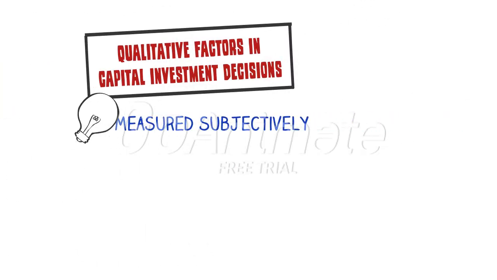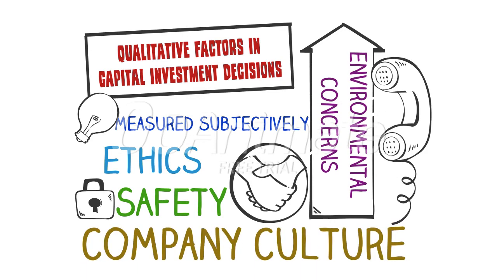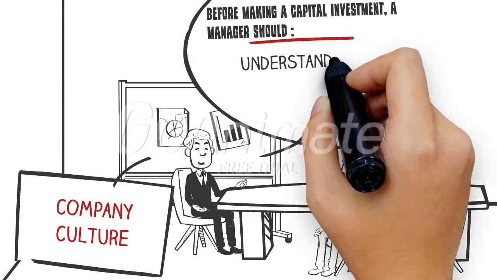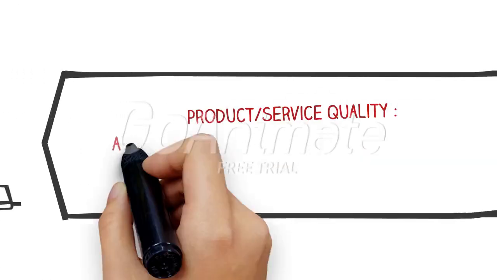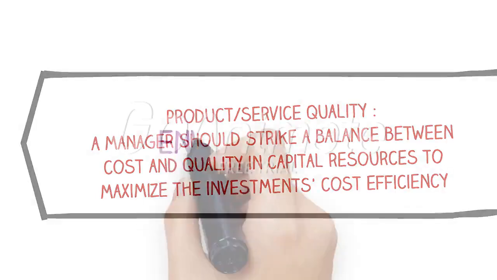Qualitative factors in capital investment decisions. The factors are measured subjectively. Ethics, safety, company culture and environmental concerns can affect the decisions. Company culture: a manager should understand the effects the resource could have on the company's culture. Cultural considerations can have a huge impact on the decision. Product and service quality: capital investments can be made to increase a company's capacity to produce goods or deliver services. Balanced cost and quality can maximize efficiency.